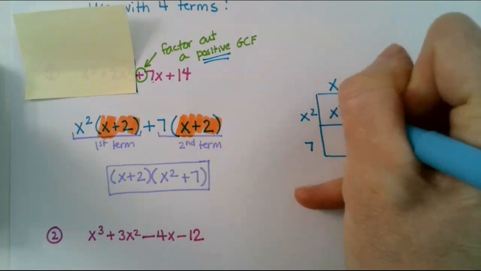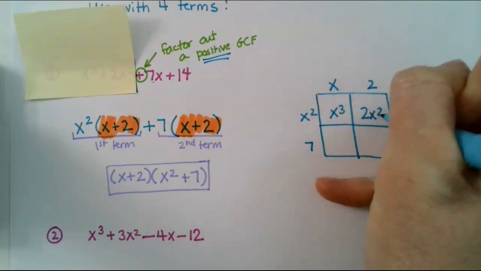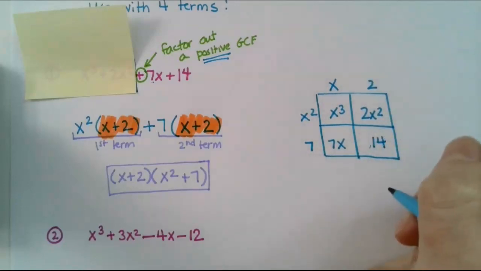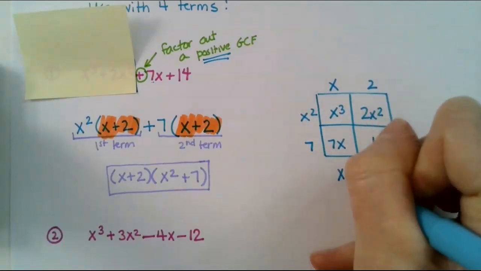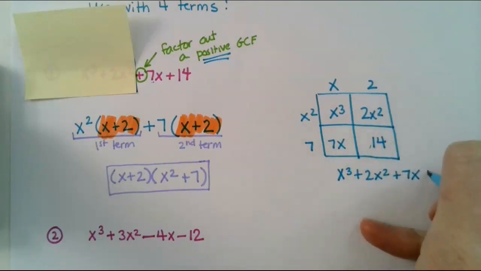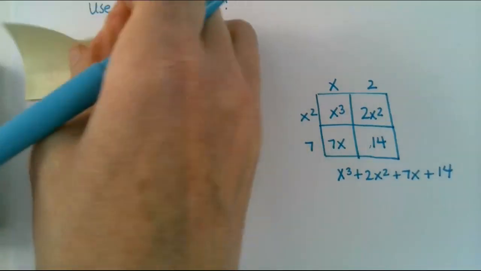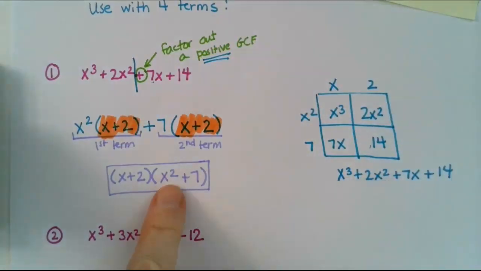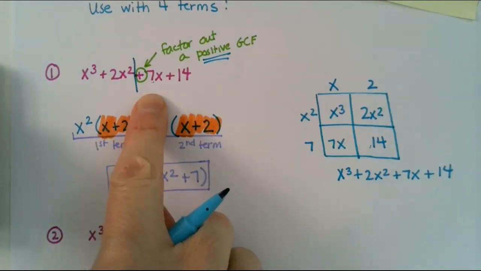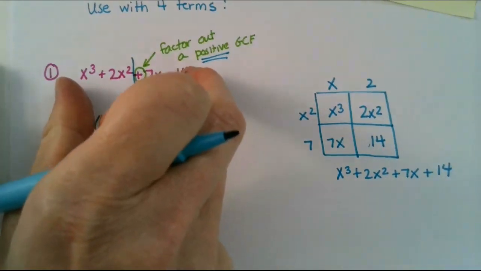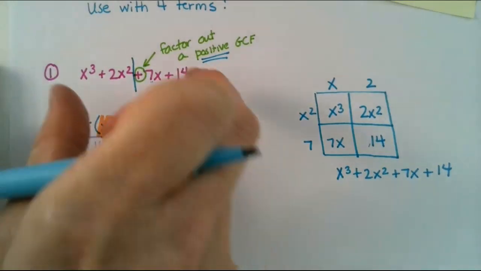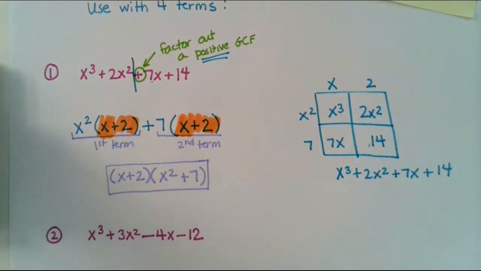So that gets me x cubed. That's 2x squared. Multiply, that gives me 7x. That gives me 14. There's x cubed, 2x squared, 7x, 14. And look at that. If I multiply these together, it does give me the original problem. Okay, remember, what you have here and what your answer is should be equivalent and equal to each other. They're just written in different ways.